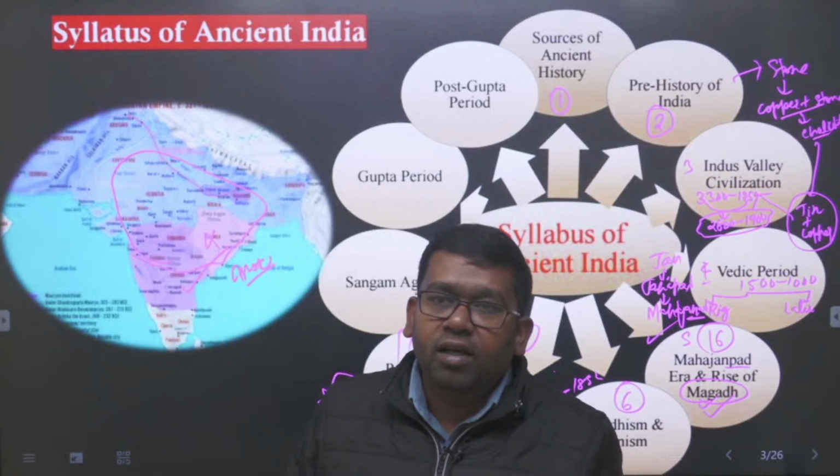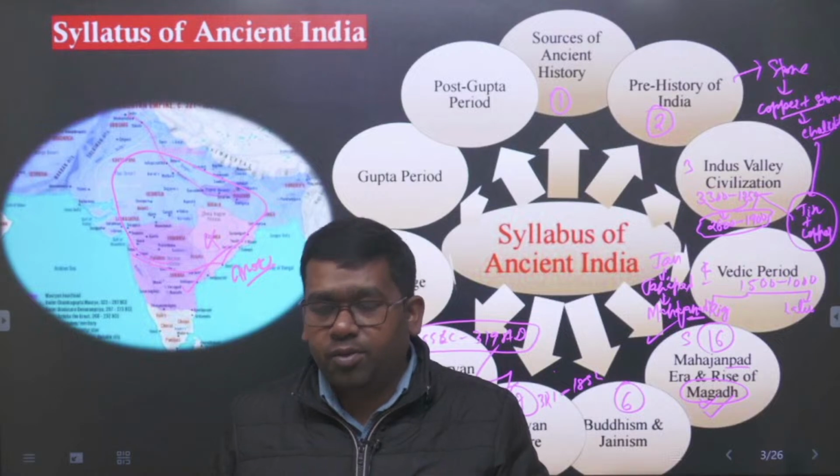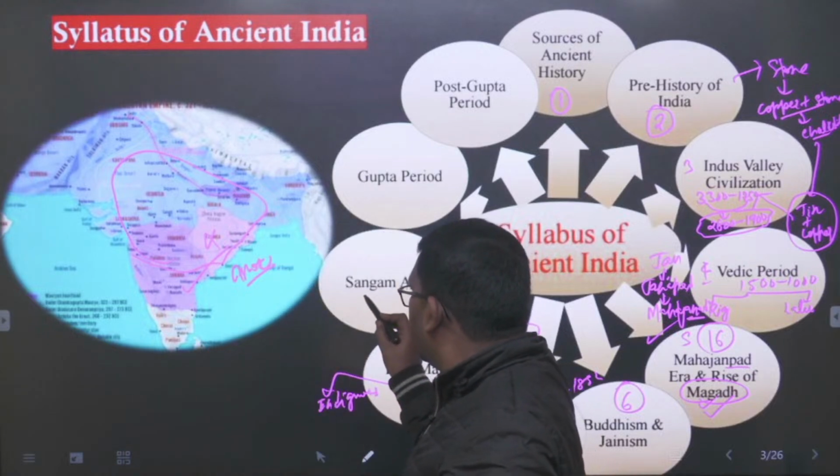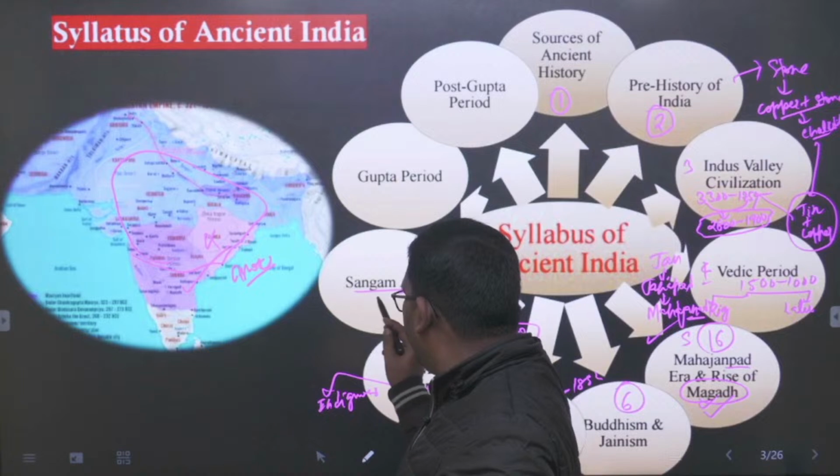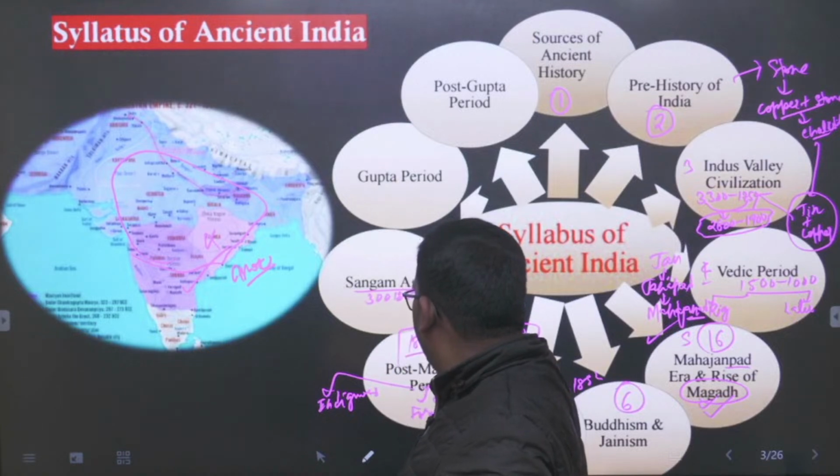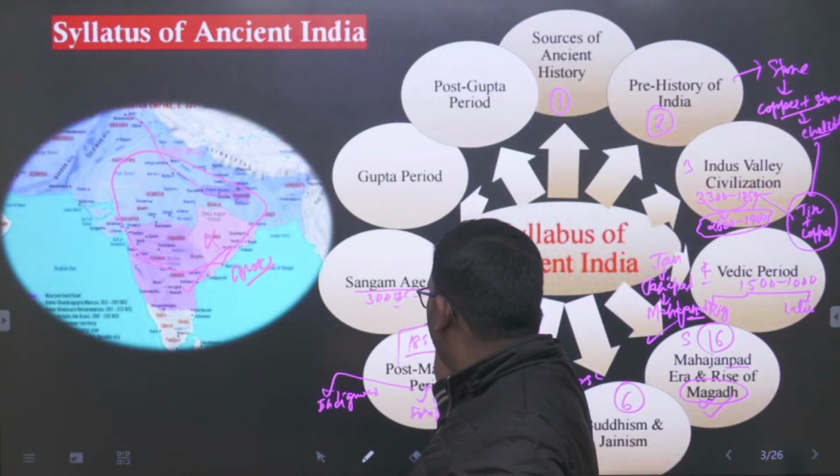Finally, in South India we have the Pandya, Chera and Chola that we discussed in the Sangam age. The Sangam age had 3 states, and its time period is between 300 BC and 300 AD. So this is the Sangam age.